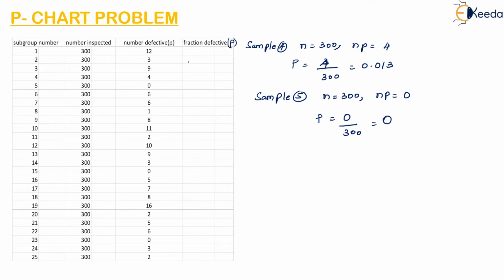So here for the first sample, the fraction defective value was 0.040. For the second, it was 0.010. For the third, it was 0.030. For the fourth one, it was 0.013. For the fifth one, it was 0. For 6, 0.020. In the same way, we will calculate for all the 25 samples.